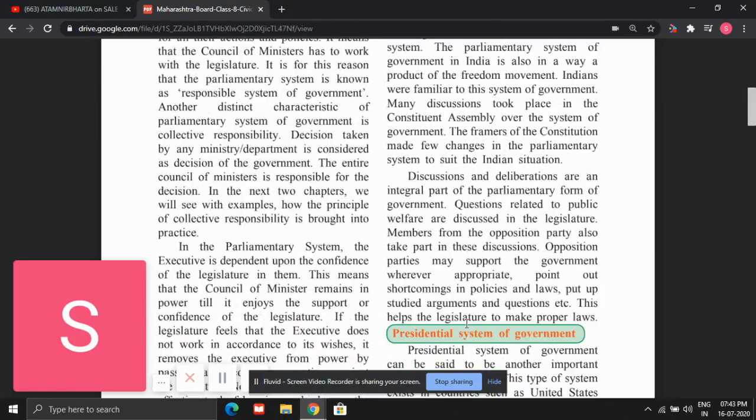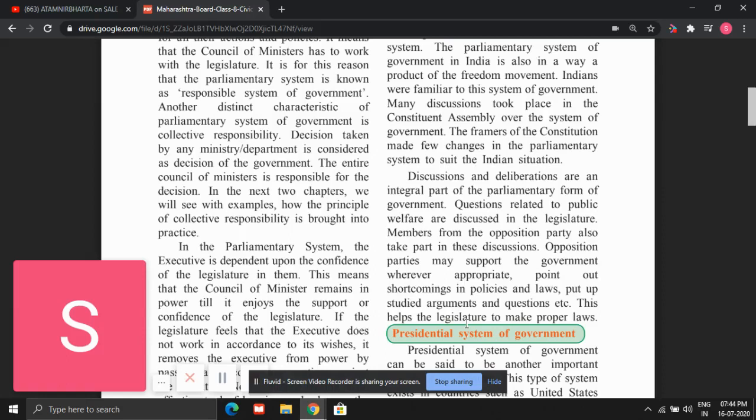Discussions and deliberations are also an integral part of the parliamentary form of government. So there are discussions, there are questions which are raised, and the members from the opposite party also take part in the discussions. Sometimes the opposition may give support if they find it correct, if it is appropriate. Sometimes if they feel that there are some shortfalls or shortcomings in the policies and the laws, then it is put up for studied argument. They study it and they have an argument on it.